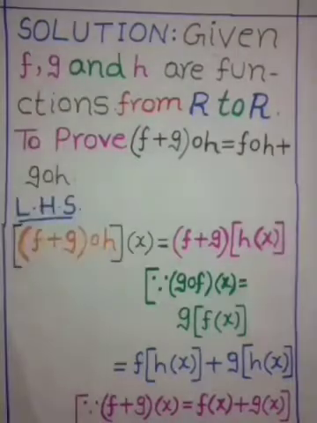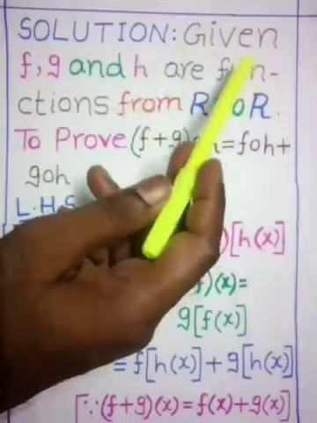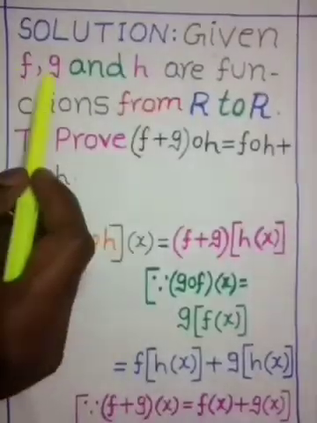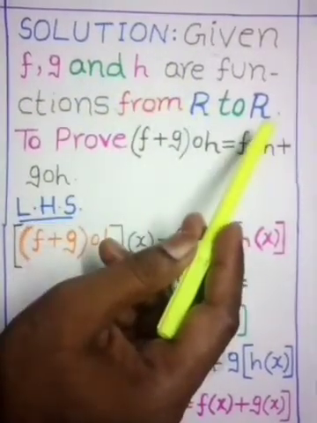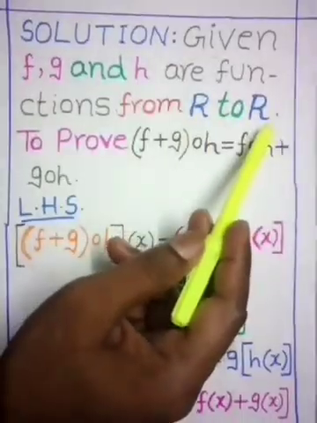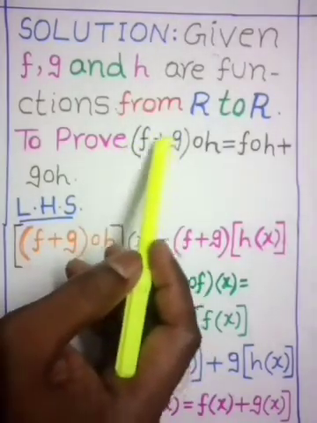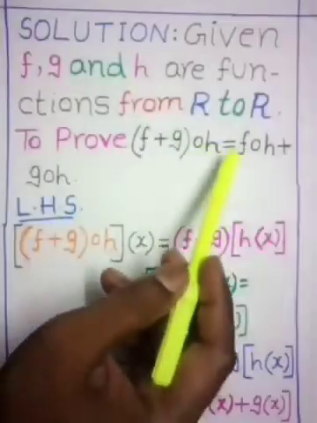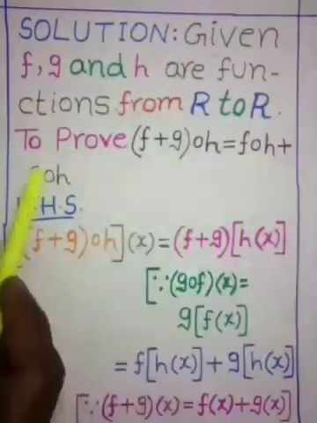Now come to the solution part. What is given? First of all, we write the given data. f, g and h are functions from R to R. These three functions are defined from real numbers to real numbers. Now we have to prove that (f+g)∘h is equal to f∘h + g∘h.